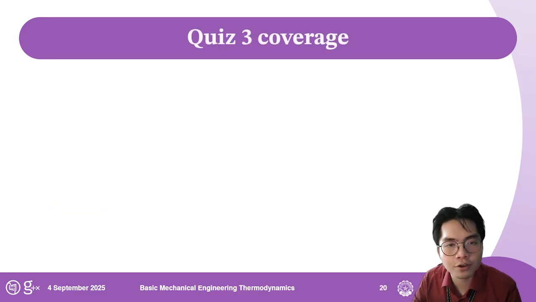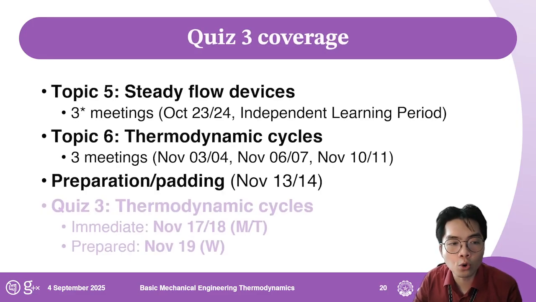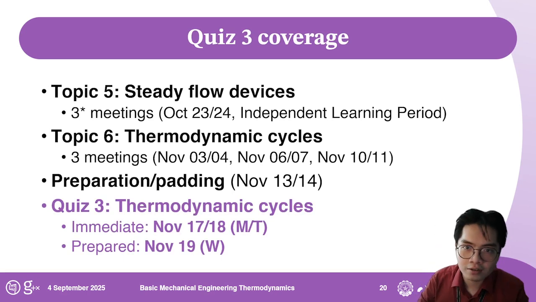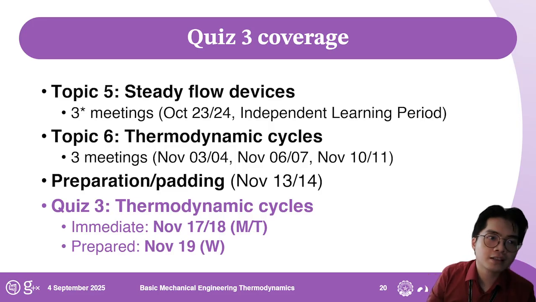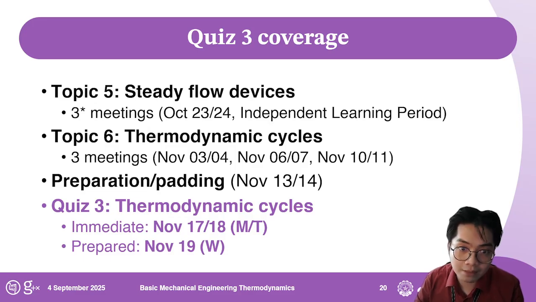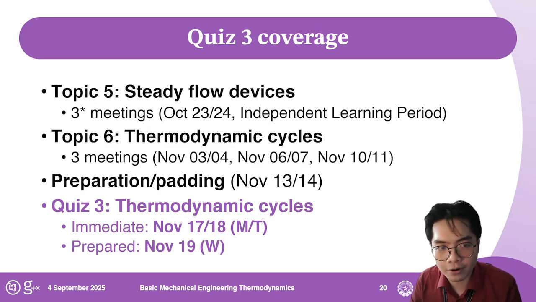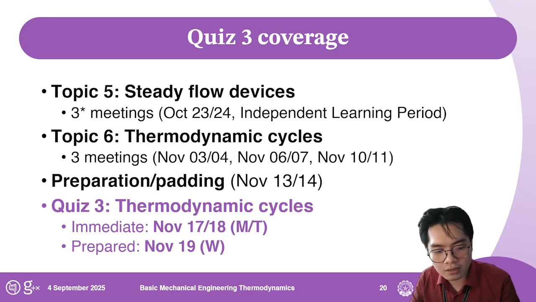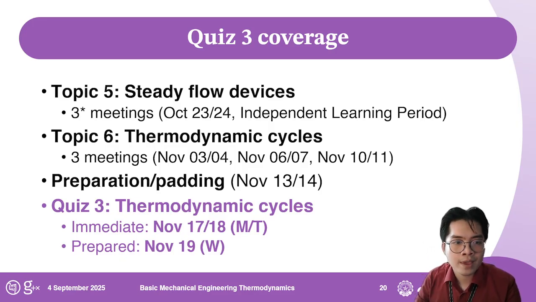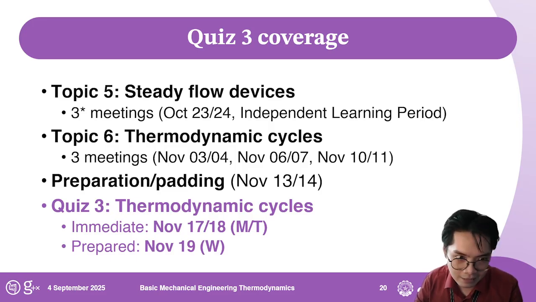And then finally, for your quiz 3, it will not go to topic 7, right? Topic 7 is an extra topic. If you guys want to listen to that, go ahead, fine. Right? Topics 5 and 6. Topic 5 will be under ILW or ILP, Independent Learning Period. And in this case, I'll just upload videos for you guys to watch, right? For steady flow devices. And your quiz 3 will be on November 17 or 19, right?